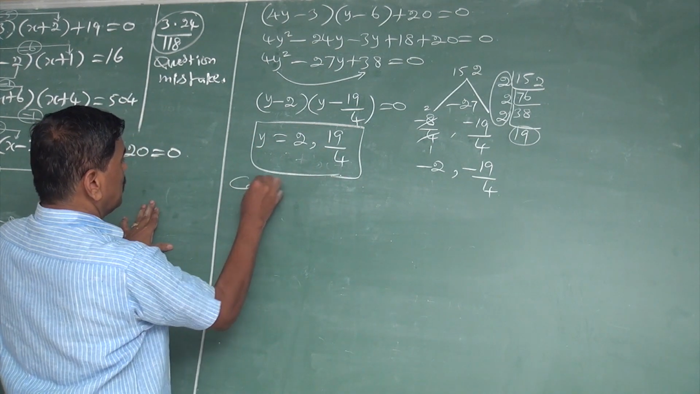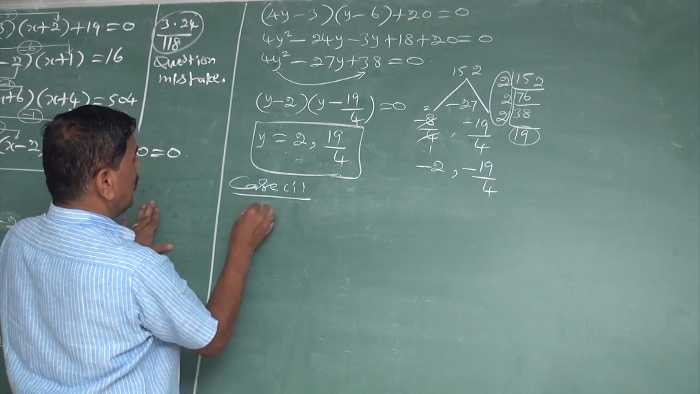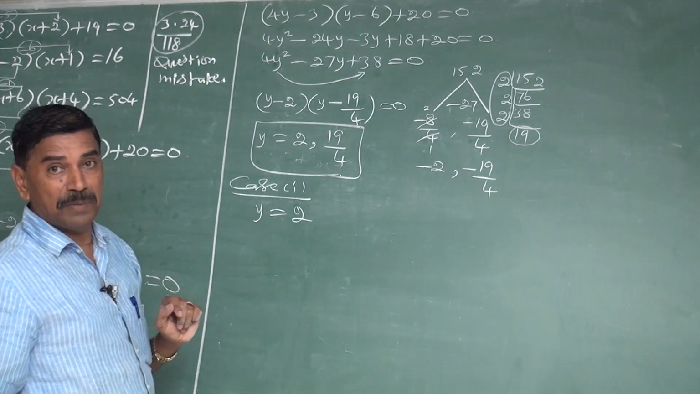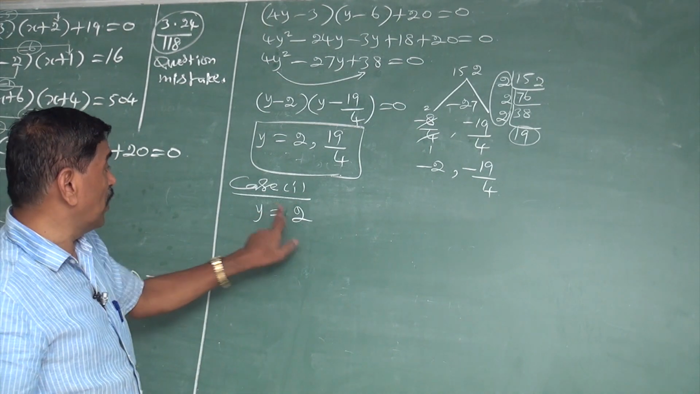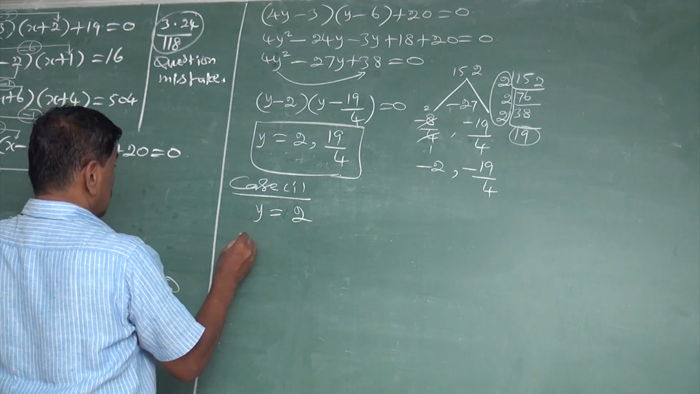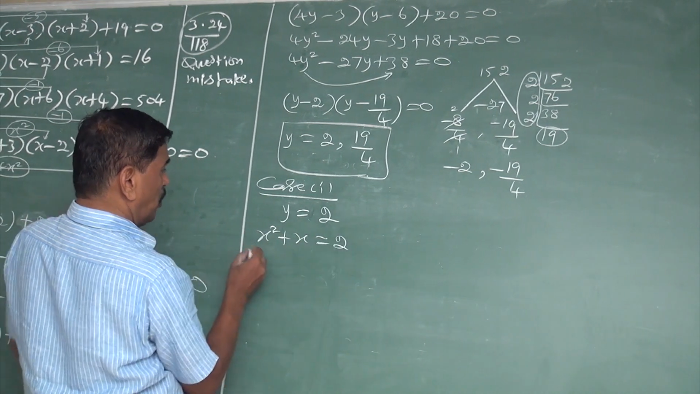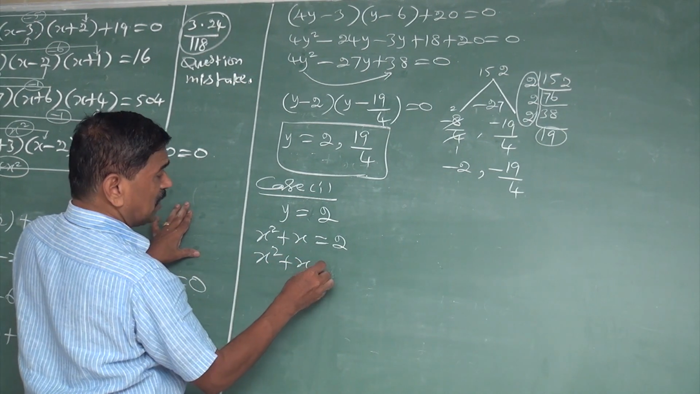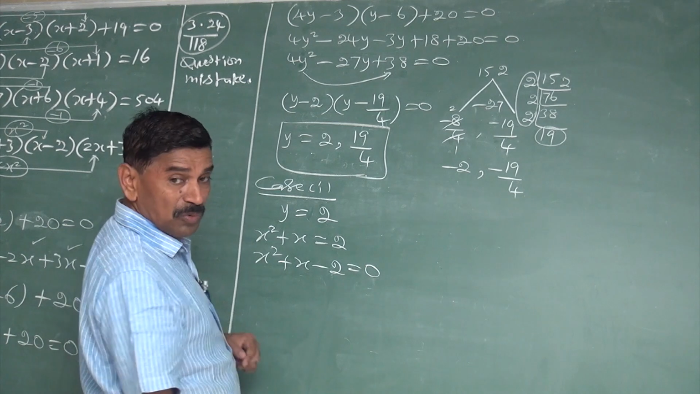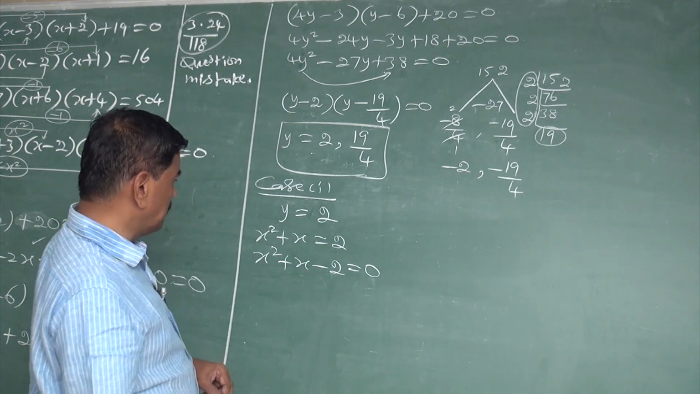Okay, now case 1. Case 1, y is equal to 2. Okay, next step please. Very good. X square plus x, because y value, where y is equal to x square plus x. Okay, is equal to 2. Bring to the left side. X square plus x minus 2 is equal to 0. Okay, next further. Any idea?